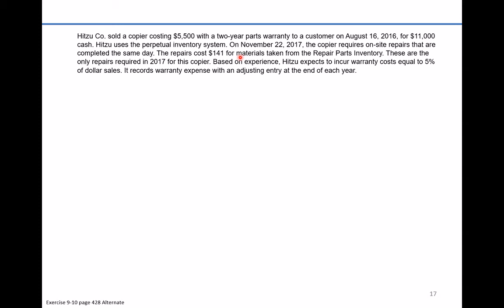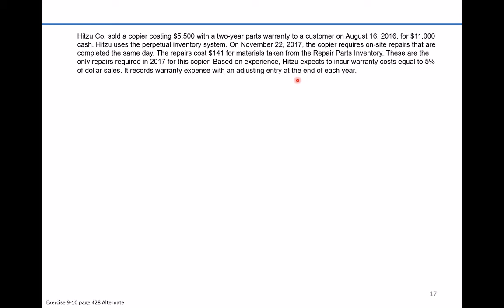It says that Hitsu uses the perpetual inventory system. On November the 22nd, 2017, the copier requires on-site repairs that are completed that same day. The repairs cost $141 for materials taken from the repair parts inventory at Hitsu. These are the only repairs required for 2017. Based on experience, Hitsu expects to incur warranty cost equal to 5% of dollar sales. It records warranty expense with an adjusted entry at the end of each year.